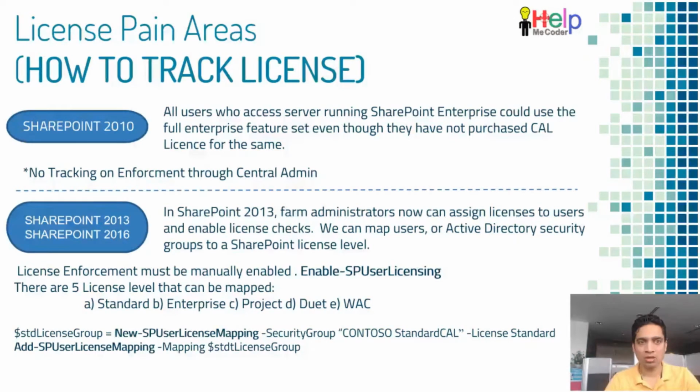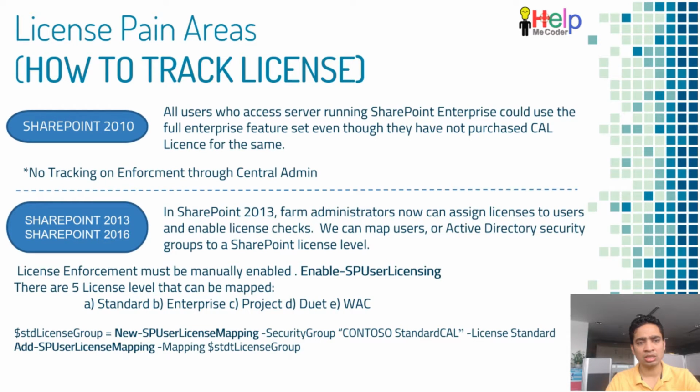Now, licensing pain areas. On this slide, we will discuss how to track the licenses. Tracking a license has always been a pain area for any SharePoint licensed company. Whenever there is an audit, internal or external, they need to find out how many licenses are being used, and there was no easy way to find out until SharePoint 2013 or 16. In SharePoint 2010, there was no easy way to find out. It was on a trust basis. So you need to keep your licenses correctly managed. If you get audited by Microsoft and they find any discrepancies between your licenses, then you can be penalized. But with 2013 and 2016, managing them has become a little bit easier.